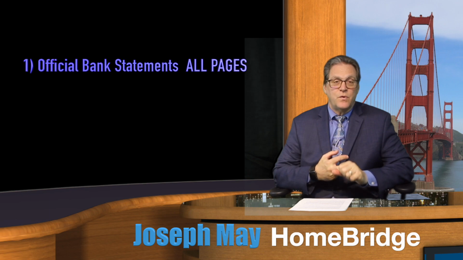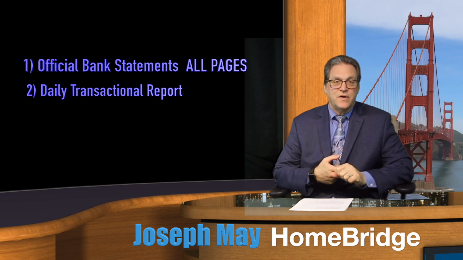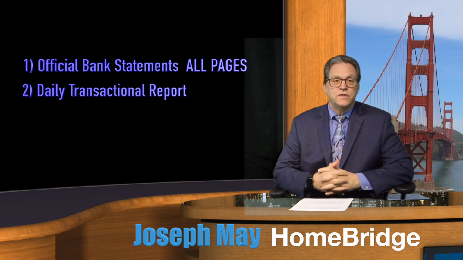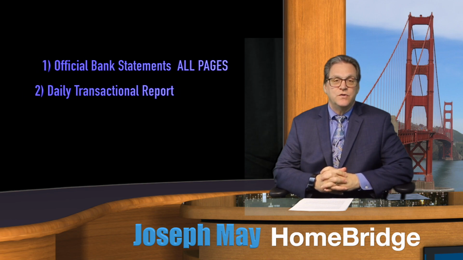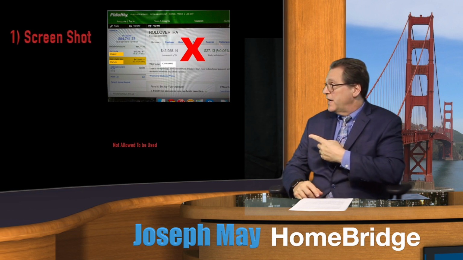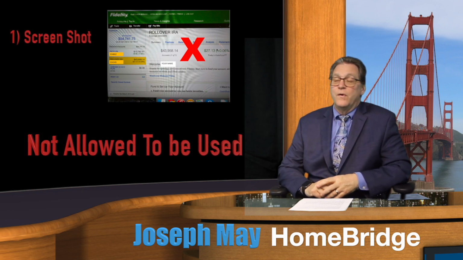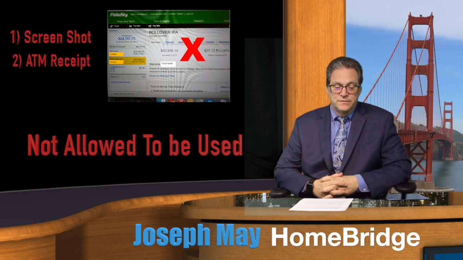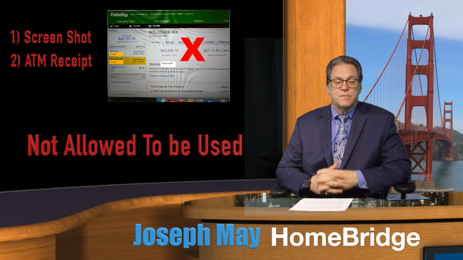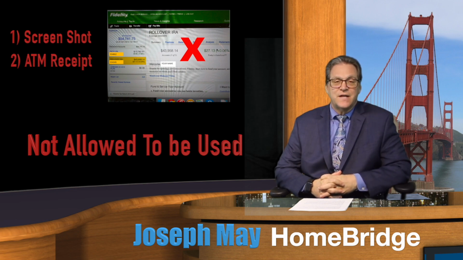So remember, official bank statements, all the pages, and a daily transactional report are the only 2 forms of documentation that we can use to verify assets for the mortgage process. Things like screenshots or an ATM printout, although they show proof of money, are not legal documentation for the mortgage process.